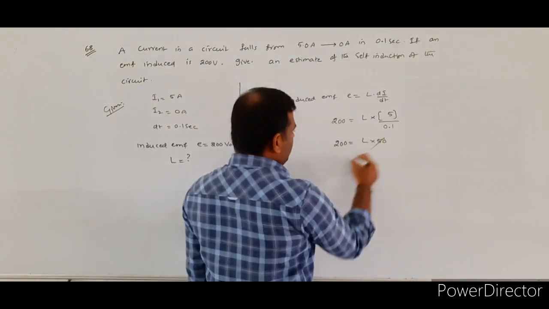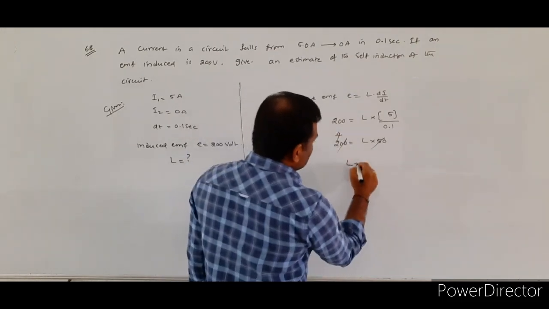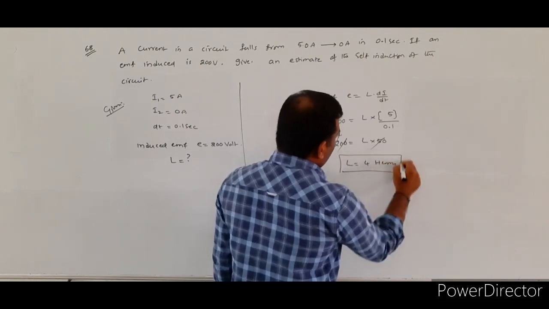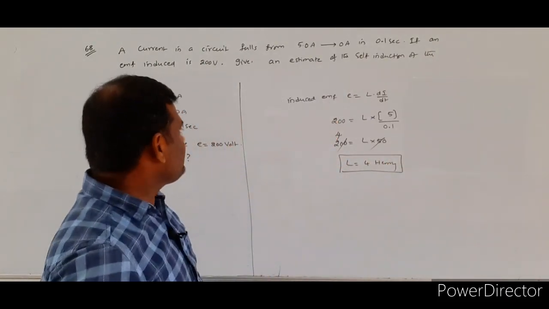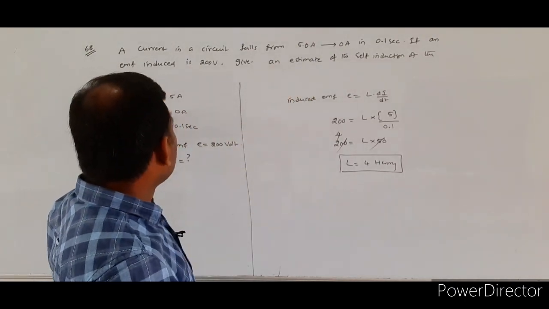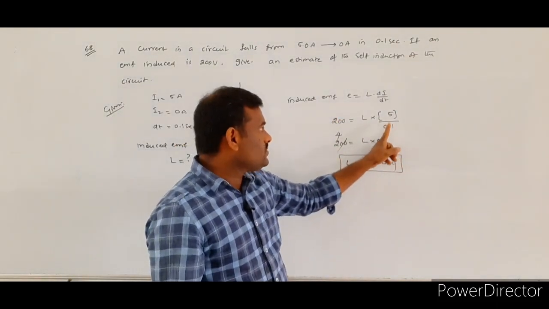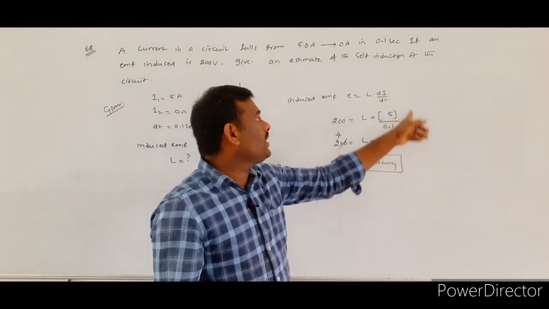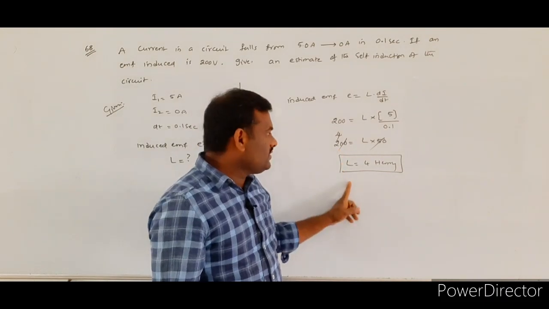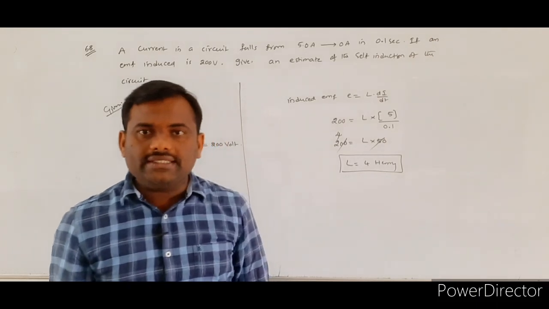If you simplify, L is equal to 4 Henry. Once again, the time interval here is 0.1, and the change in current is 5 minus 0, that is 5. dt value is 0.1 second, that is 10 power minus 1. When it goes to the numerator, its value becomes 50. 50 fours are 200. Therefore, L value is equal to 4 Henry. That is problem number 6.8.